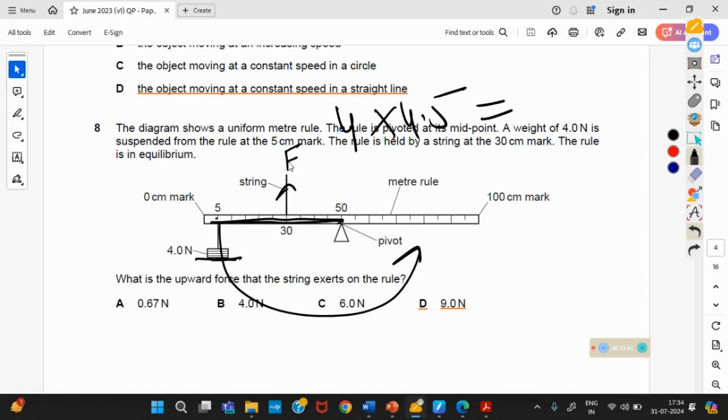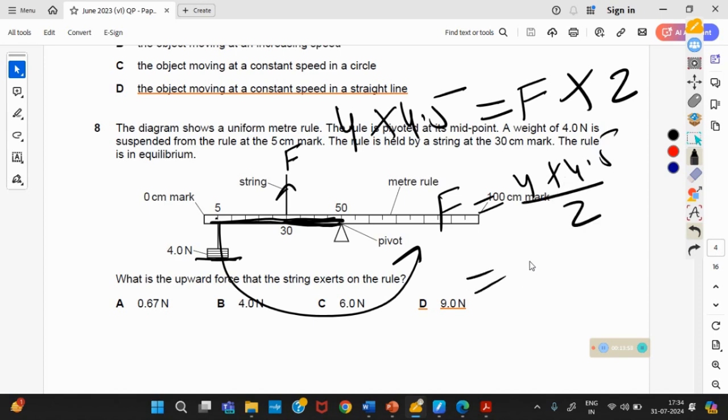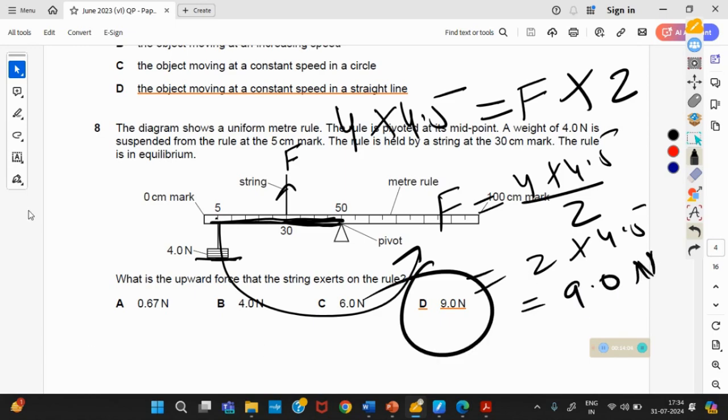Let's suppose the force F is acting on the string, and F produces a clockwise moment. So force times the perpendicular distance of the force from the pivot, it is 2 centimeter. Now the force is 4 times 4.5 divided by 2. It is 2 times 4.5, which is 9.0 Newton. So option D is right here.